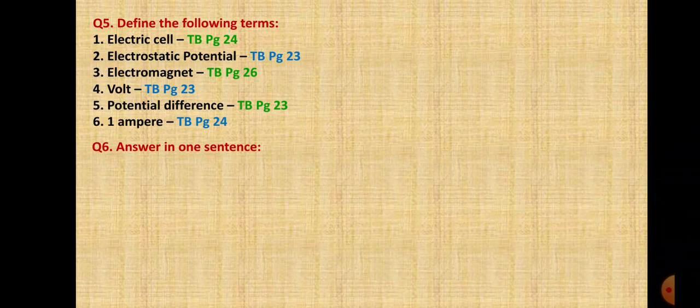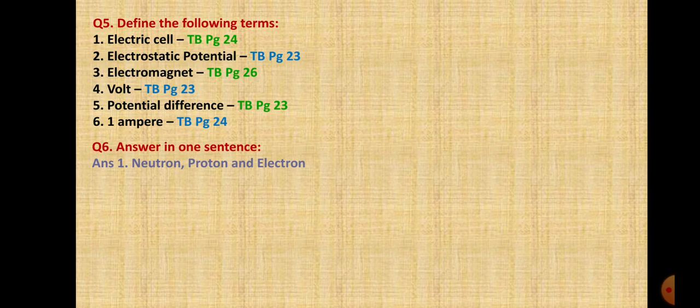Question number 6. Answer in 1 or 2 sentences. The very first question is, which constituents are present in an atom? Yes, which constituents are present in an atom? This we had studied in our lower classes also. Neutron, proton and electron are present in an atom. And I hope you remember, neutron does not have any charge, proton has positive charge and electron has negative charge.